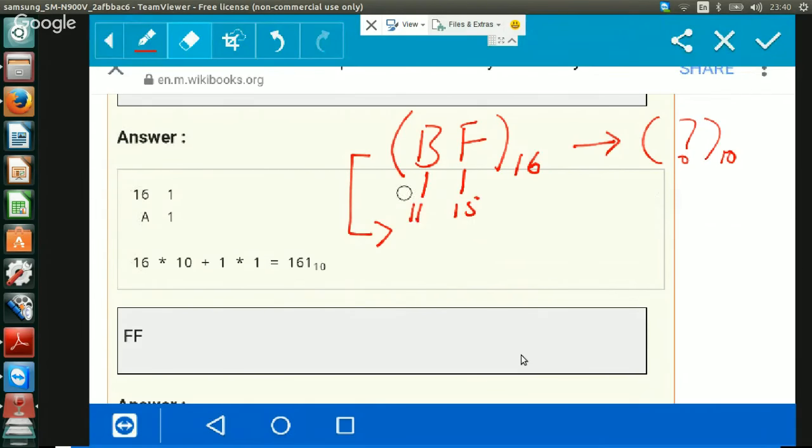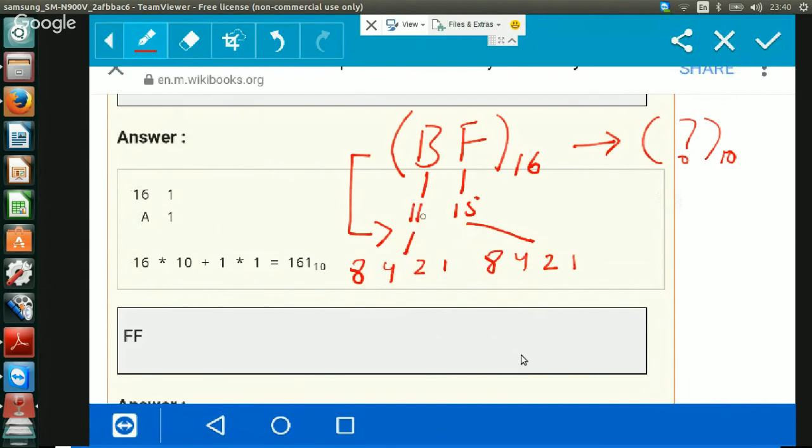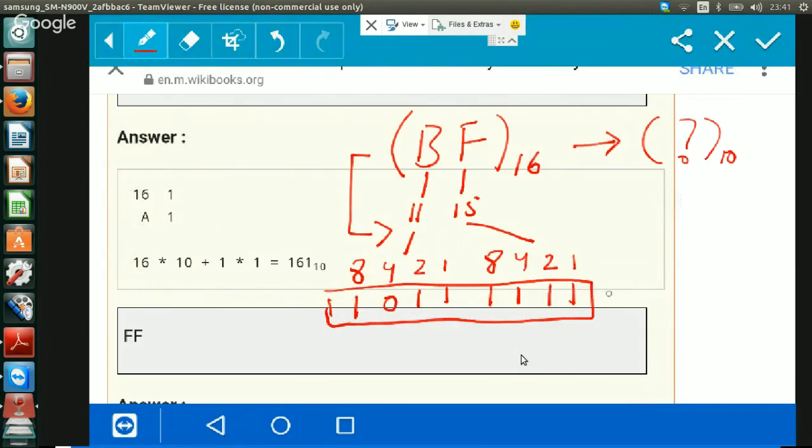Now, how do we represent this 11 in binary? Just remember the pattern: 1, 2, 4, and 8. So we need to make 11. 8 and 2 is 10, and then 1 makes 11. Now to represent 15, we need 8 plus 4, 12, plus 2, 14, plus 1, 15. So this is the binary equivalent of the number that is given above. So we are done with the binary conversion.